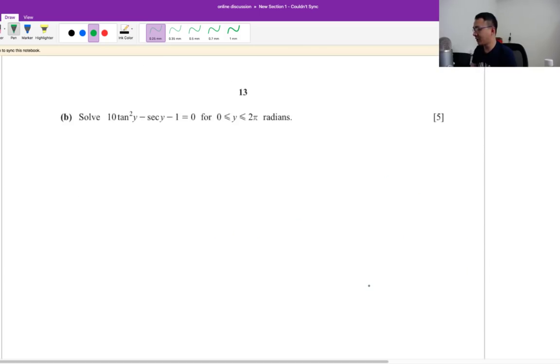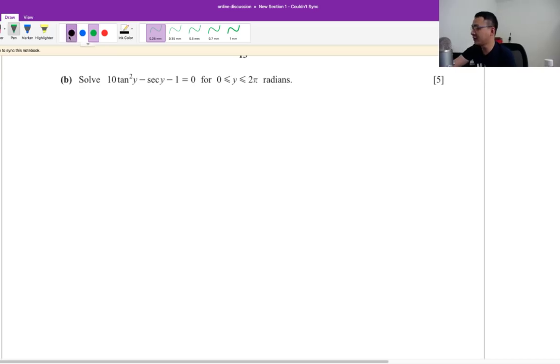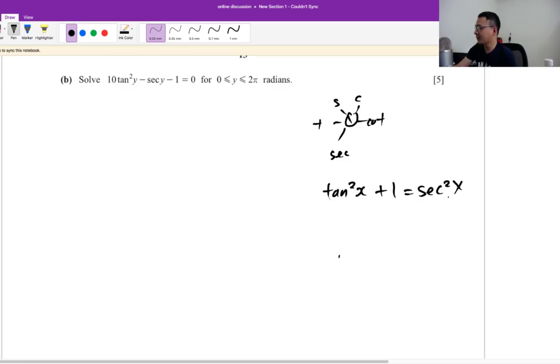Alright, so for part B, we will need to solve this one. And if it's 5 marks, it's quite easy. So we need to know the formula sine, cos, tangent. Tangent. This one should be cotangent. This one should be secant. Alright, so we know the formula tangent square x plus 1 equals secant square x. Therefore, tangent square x should equal secant square x minus 1.